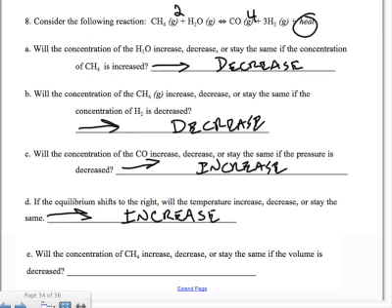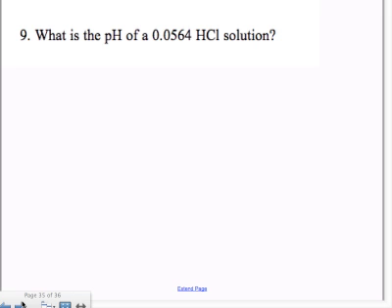And if the volume is decreased, that would be the same as increasing the pressure, which favors the side that has the smaller number of moles of gas. So decreasing the volume is the same as increasing the pressure. And we're talking about something that's on the left-hand side, so that's also going to increase.